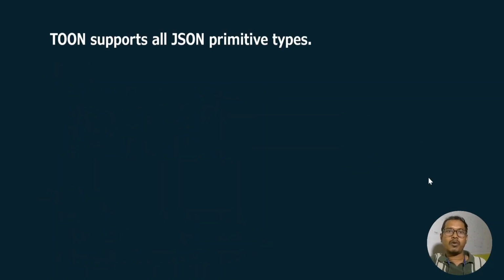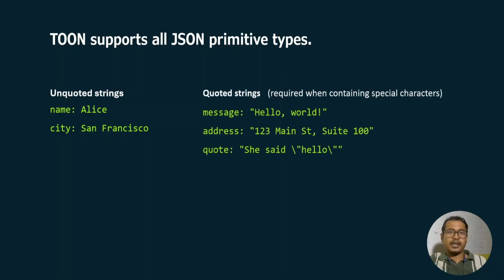TOON supports all JSON primitive types. Wherever JSON supports a data type, TOON also supports the same. You can write your string unquoted if there are no special characters, so you can directly define your value like Alice, San Francisco, with no need to put double quotes. If you are using any special character in your string, like "hello, world!", you have to enclose your string in quotes. So it supports quoted strings as well.